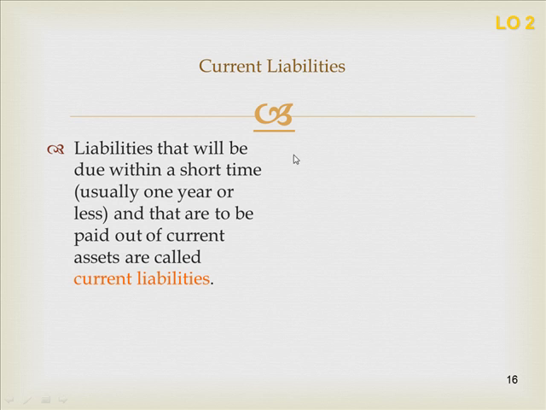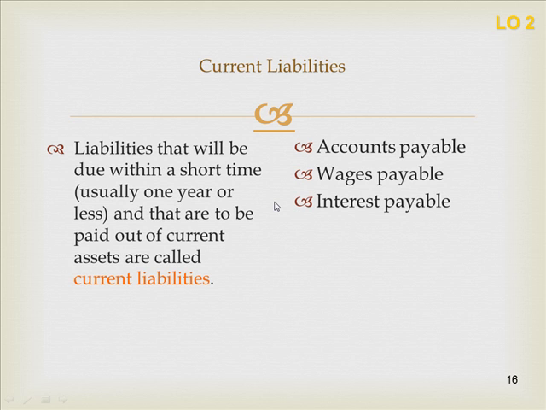We have current liabilities, liabilities that will be due within a short period of time, usually within a year or less, and that are to be paid out of the current assets. Examples could be accounts payable, wages payable, interest payable. Notice the commonality here is the word payable. Anytime you see the word payable, you need to associate it with a liability. Unearned fees, unearned revenue, unearned rent is also a current liability, and your key word here is unearned. If you see the word unearned, it is a liability.